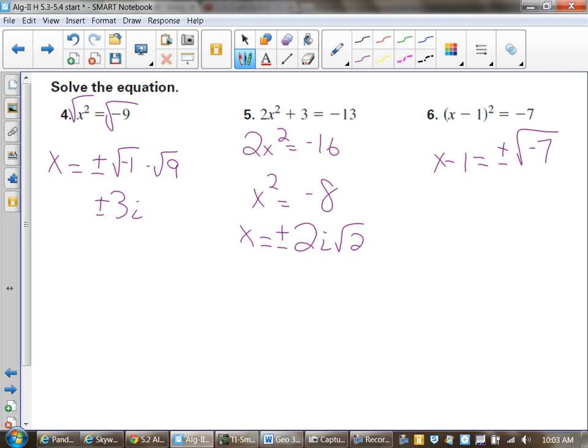Now, do we also agree that I have to move that 1 over? Do I put the 1 in front of all of it or after all of it? In front of it. So I get x equals 1 plus or minus i root 7.